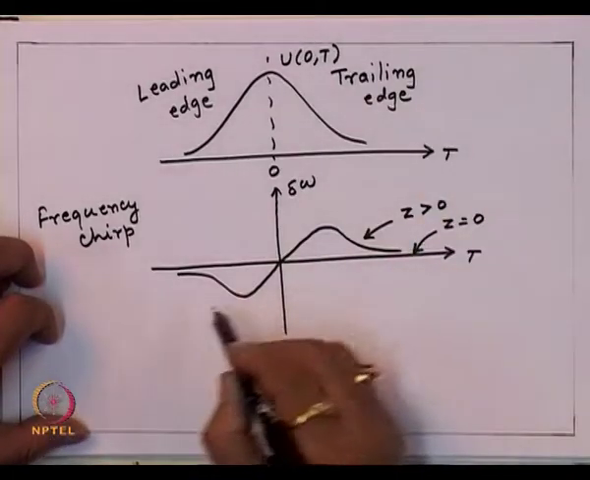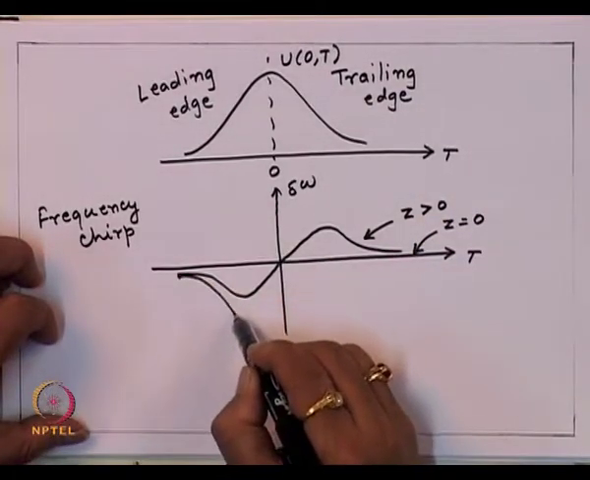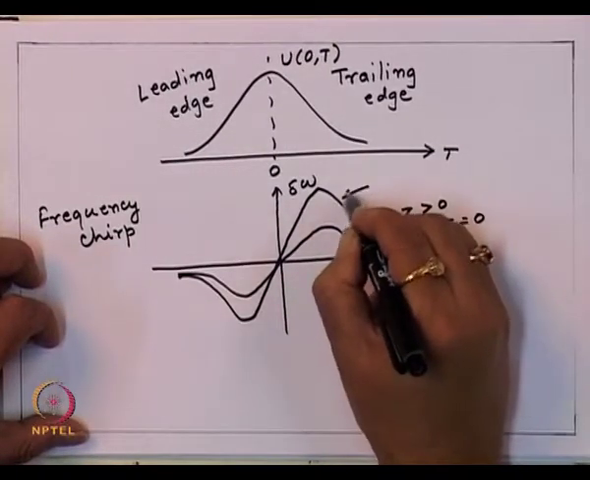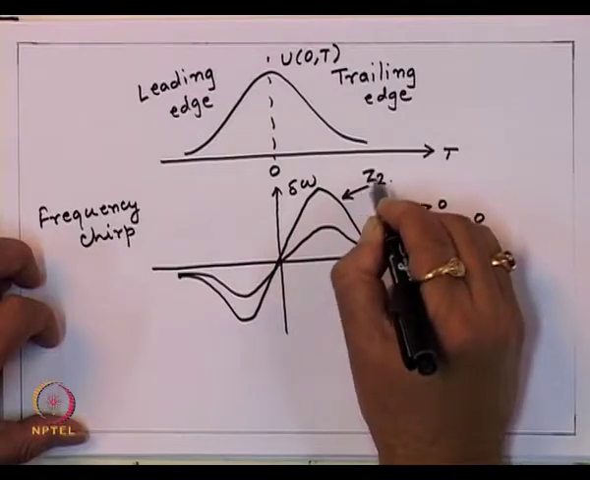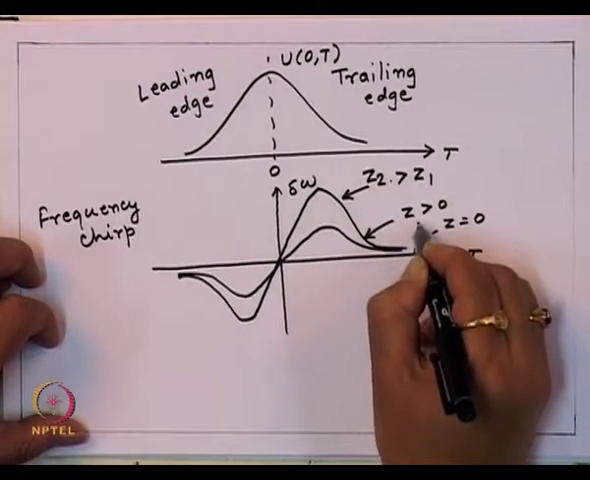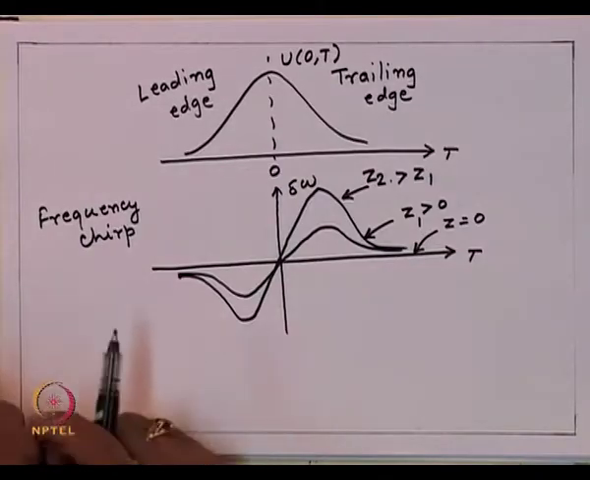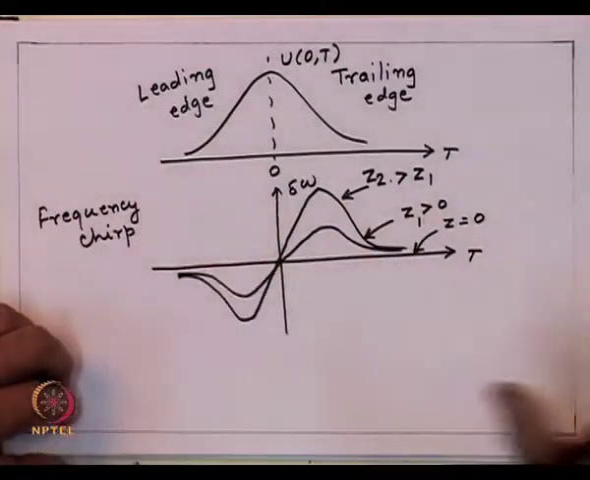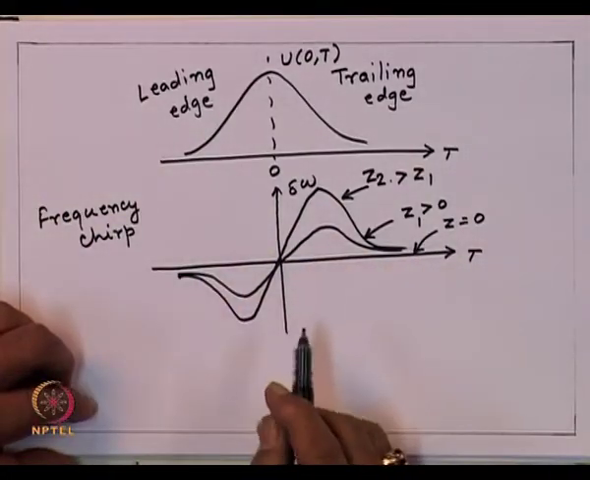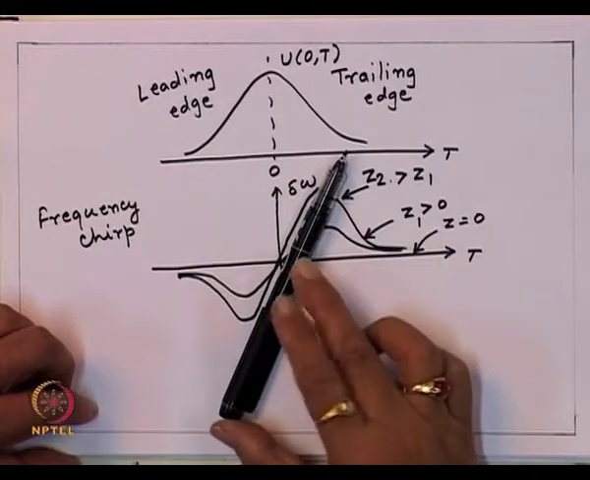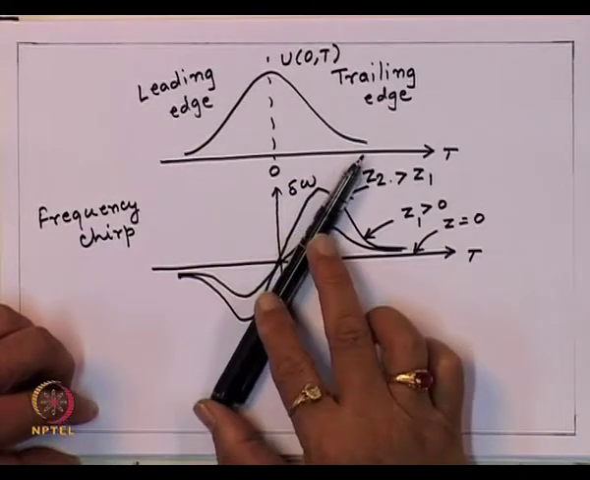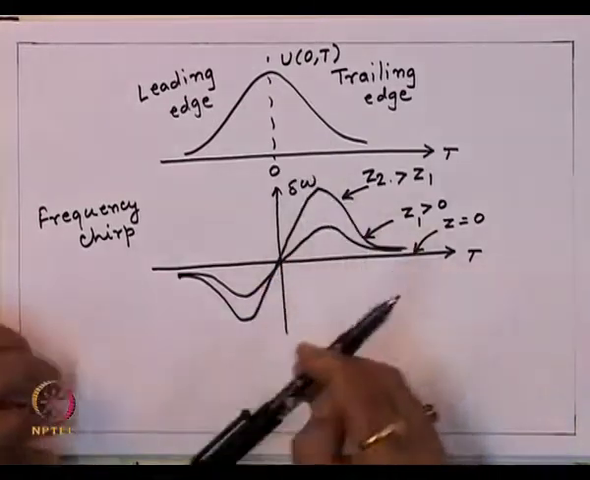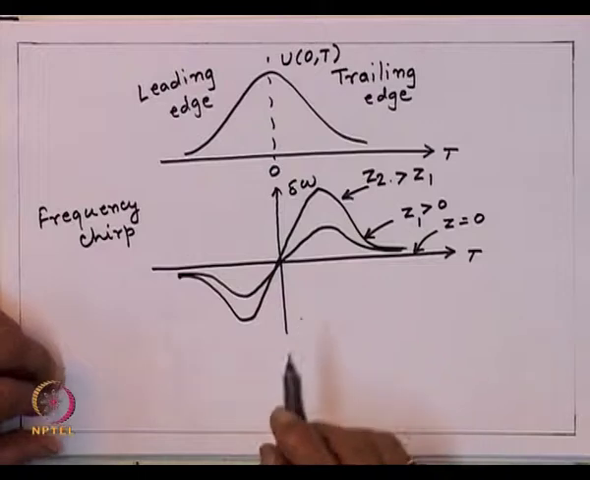If I go still further, you will see that the thing will become like that. So, this is for z, let us say z 2 greater than z 1, where this quantity is let us say z 1. As you can see in this situation, as the pulse propagates inside the optical fiber, this chirp, which is a linear chirp, which is always a positive chirp, the slope of that goes on increasing as a function of distance, but the slope always remains positive.